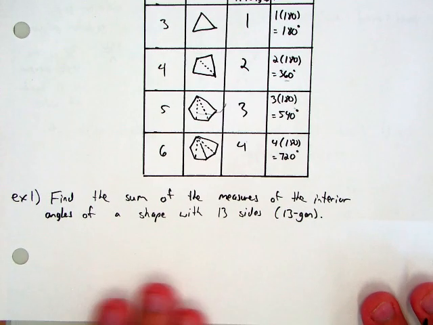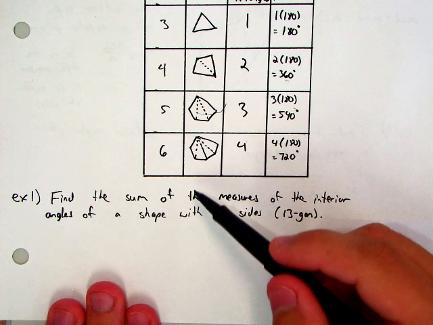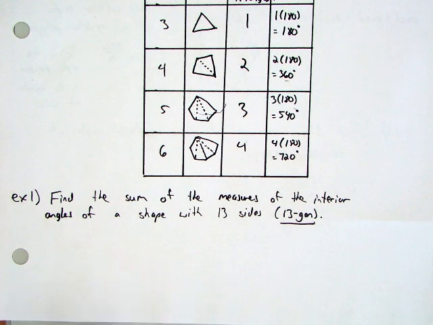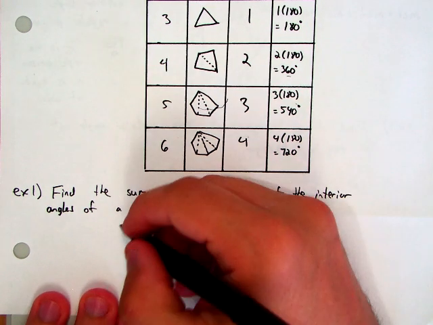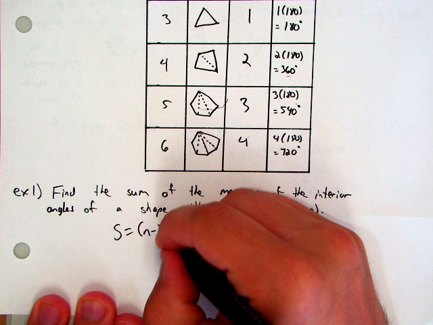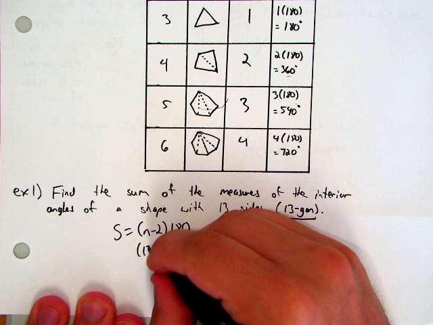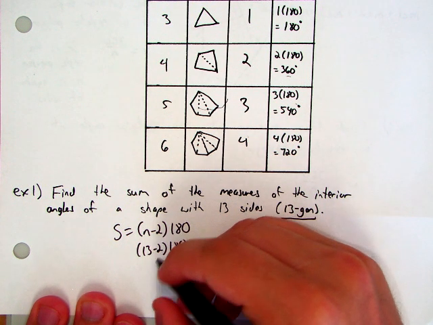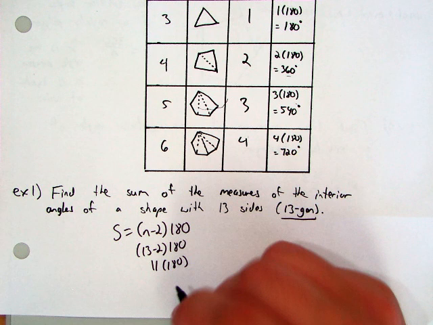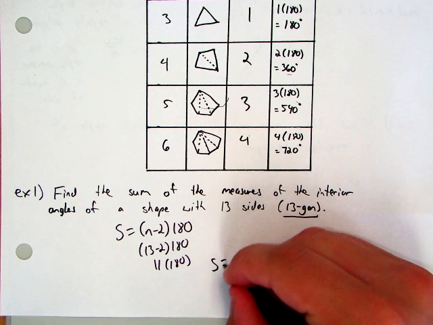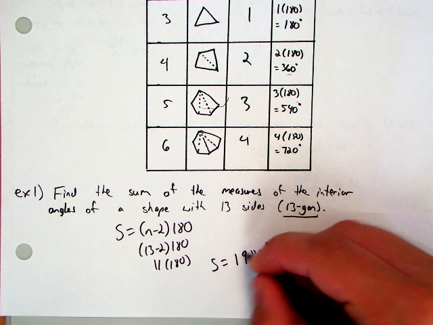So let's use the formula to figure out the sum of the measures of the interior angles of a shape with 13 sides. So, formula: n is the number of sides. n is 13. 13 minus 2 is 11. And if I do 11 times 180, I would get 1,980 degrees.